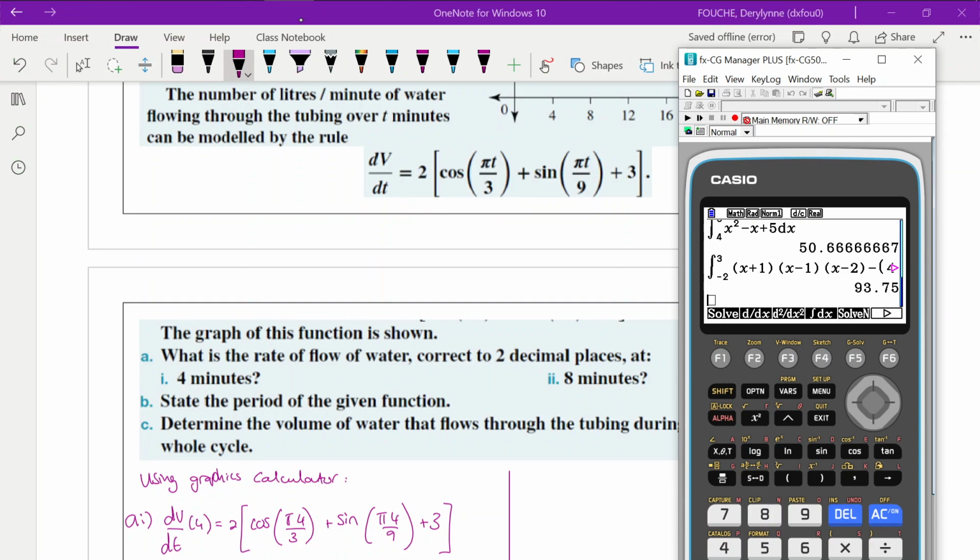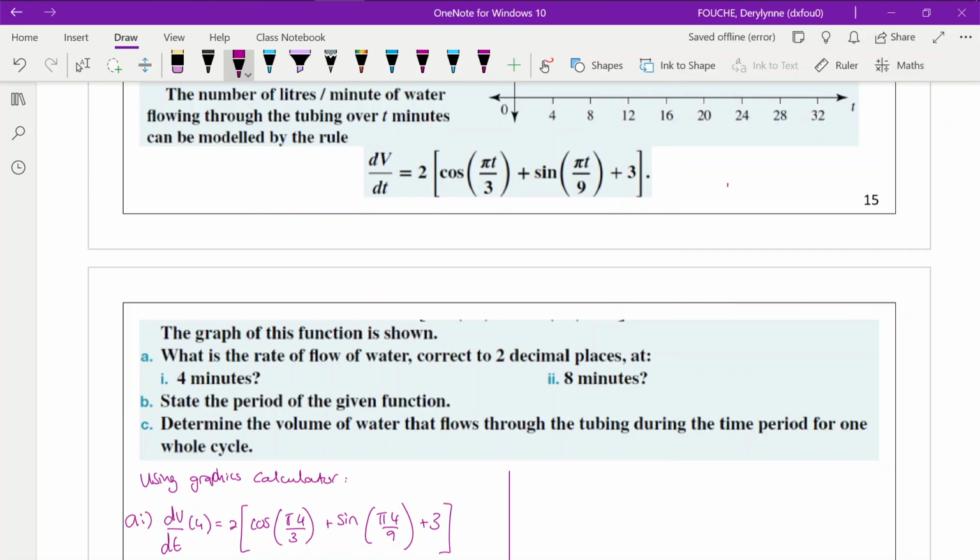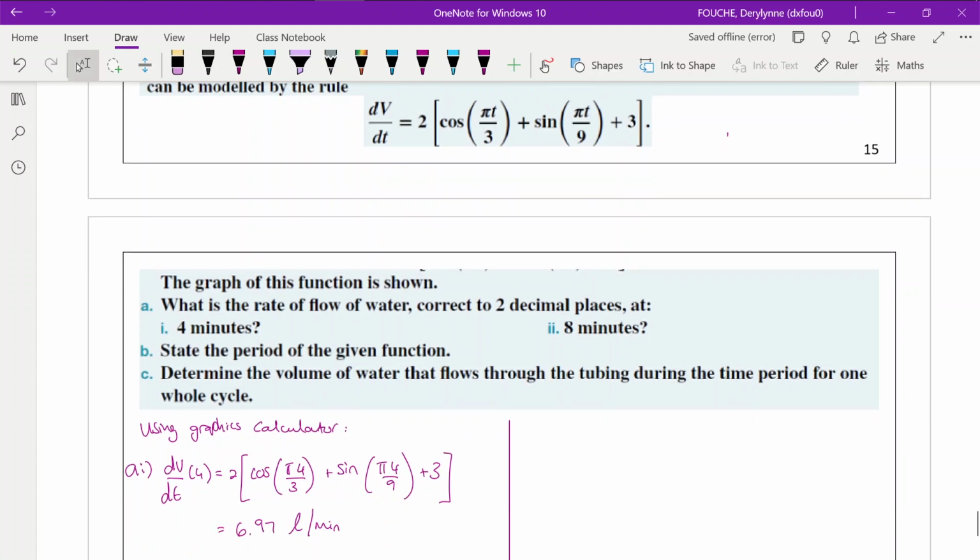Remember to make sure that your calculator is in radian mode when you're working with it, okay? So we have 2 cos of 4 pi on 3 plus sine of 4 pi on 9 plus 3. And that gives us 6 point, careful with your rounding, 97. So 6.97 meters per minute.